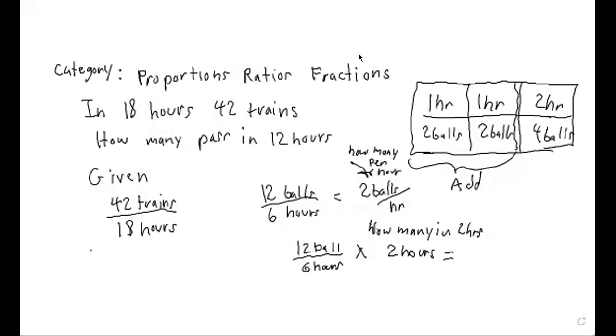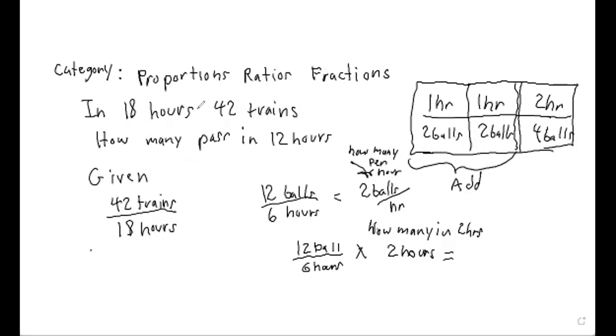Okay. So I have a little prep information here for us, just to show how to approach the problem. Our question has to do with proportions, ratios, and fractions, because it's telling us that in 18 hours, 42 trains come. That's a ratio or proportion. Ratios, fractions, and proportions are all the same thing written in different forms. So we can write 18 hours and 42 trains as a fraction, and actually, we have to do that in order to solve the problem.